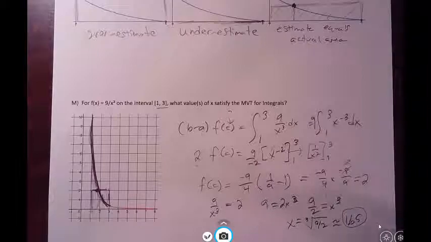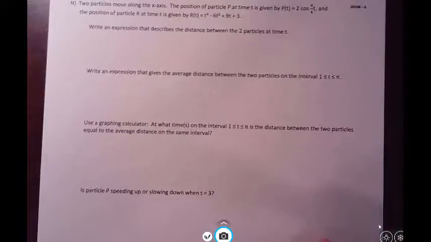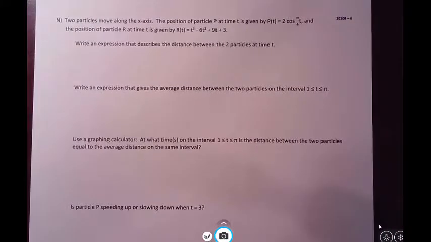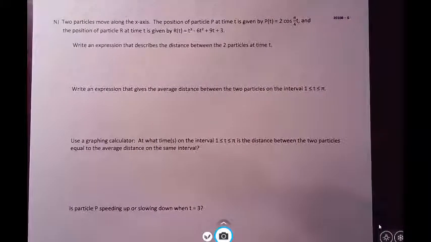All right, one last example on the back here. That's scratch paper. Okay. This is an old AP problem. We've got two particles. They give us a position function for each particle, and they ask us to write an expression that describes the distance between the two particles at any given time.